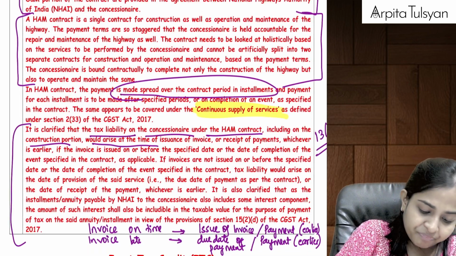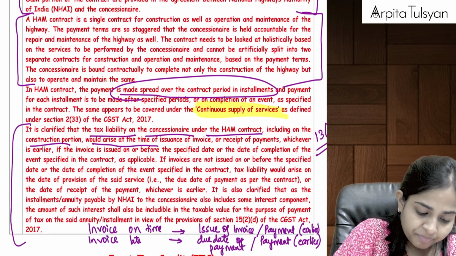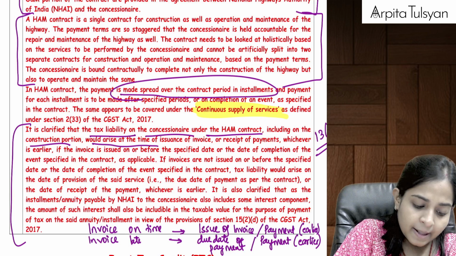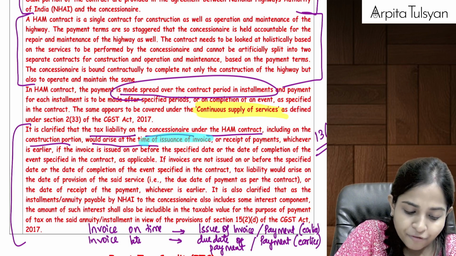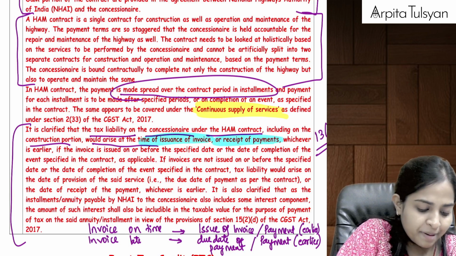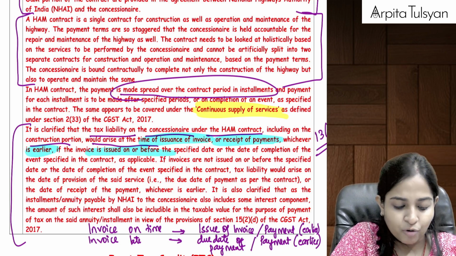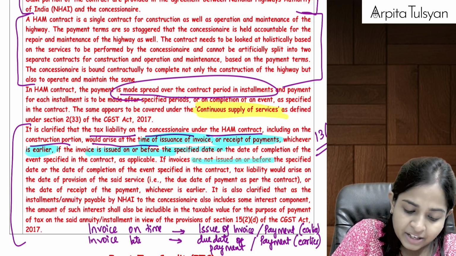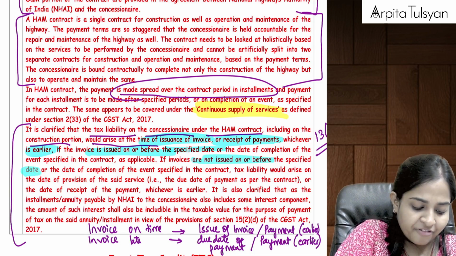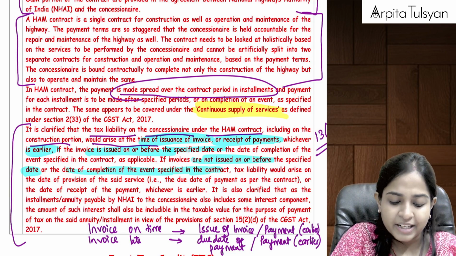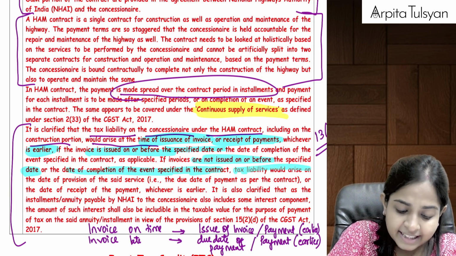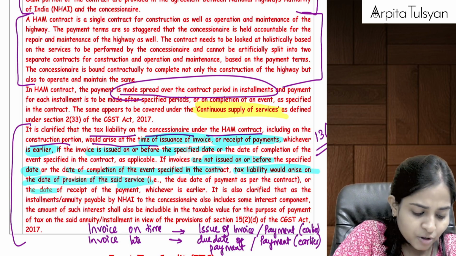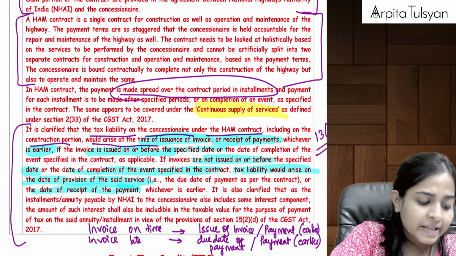See here, it would arise. I will highlight it so that you can understand this. It would arise at the time of issue of invoice or receipt of payment, whichever is earlier, if the invoice is issued on or before the specified date. And if the invoice is not issued on or before the specified date or before the completion of the event specified in the contract, the tax liability would arise on the date of provision of the said service or receipt of payment, whichever is earlier.